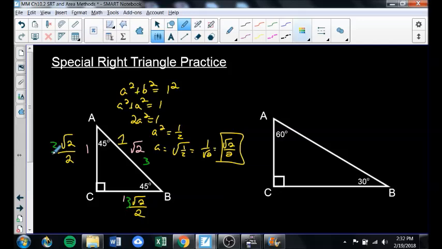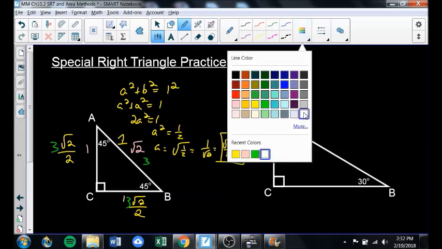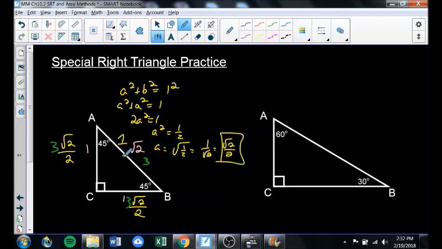Or suppose the hypotenuse was 6. I'm going to run out of colors here really quick. If the hypotenuse had a length of 6, I would just do this times 6. And 6 root 2 over 2 is really just 3 root 2. These are both 3 root 2.